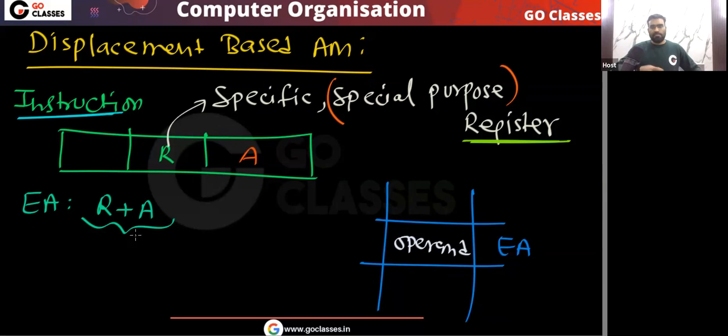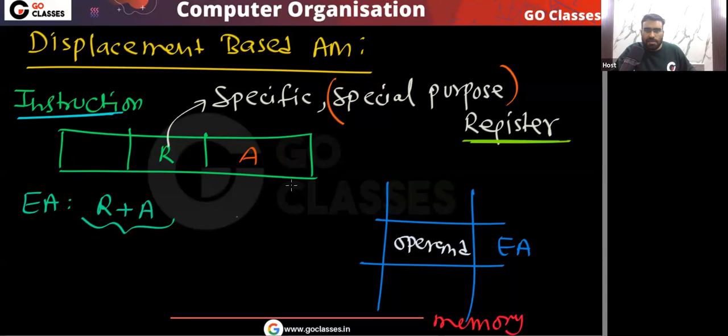Is this clear? So remember, very simple point. In the displacement based addressing modes, your instruction will have two things. One is a register and another is some A. Now the effective address will be R plus A. So if you go to the memory, at this address, you will find the operand. Is this clear?